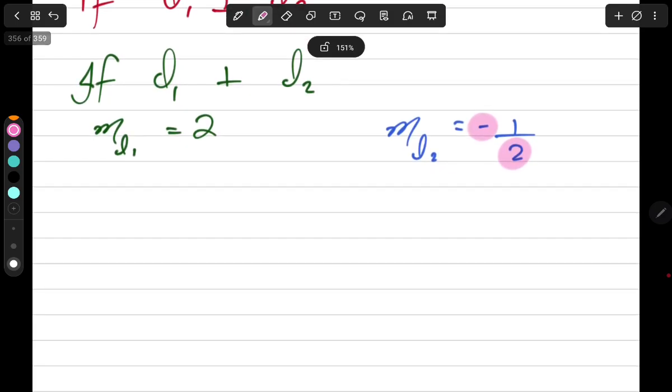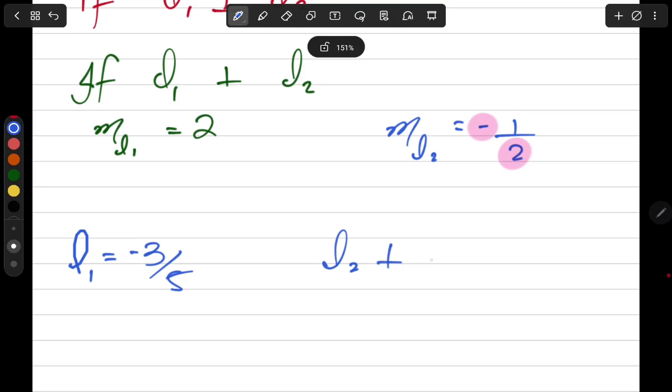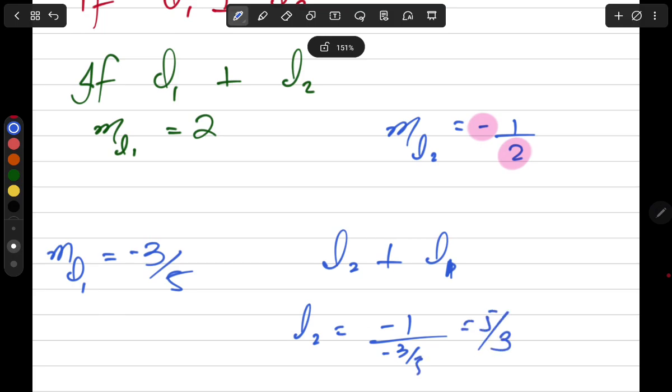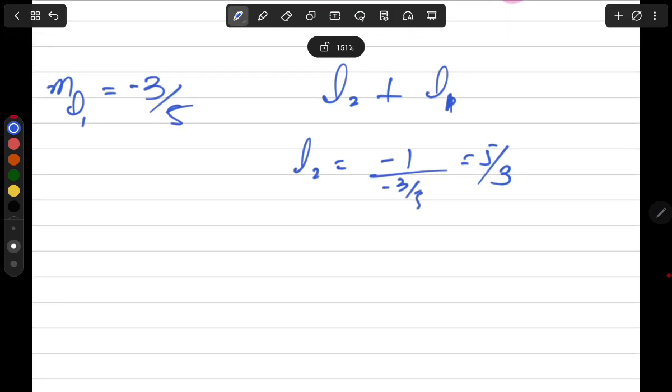So this is negative and reciprocal, okay? So always make sure that if you have to find the gradient of the perpendicular line, then this is just the negative reciprocal of the original line, okay? So if the gradient is 2, the perpendicular gradient is negative half. If the gradient of line 1 is negative 3 over 5, and if L2 is perpendicular to L1, then the gradient of L2 is going to be minus 1 over minus 3 over 5, which is nothing but 5 over 3. Okay, I hope you have understood it.